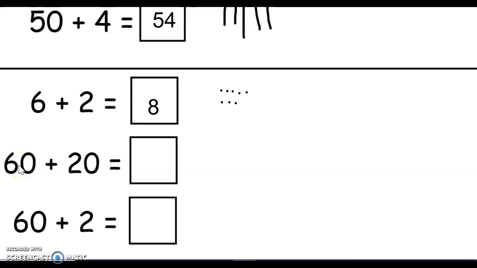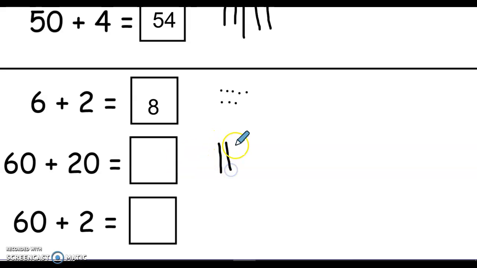Our next equation says 60 plus 20 equals unknown. Okay, are we adding tens, ones, or both? Looks like this time we're just adding tens. We have 60 plus 20 equals unknown. Okay, let's draw it out. If you're at home, if you have something you want to write on your math board and do these along with me. Okay, so we need 6 tens for 60.